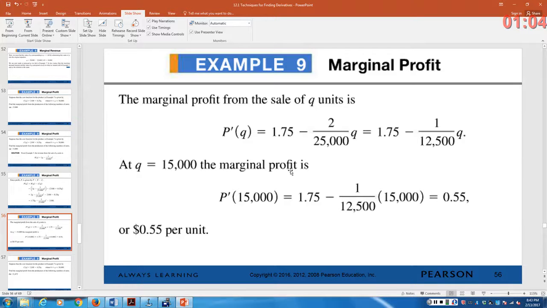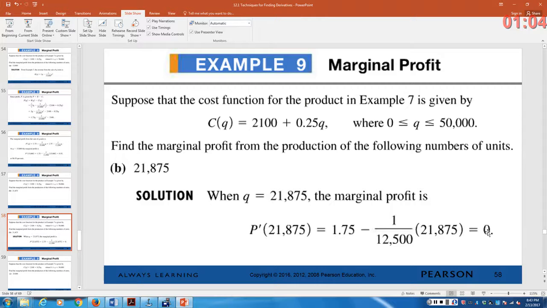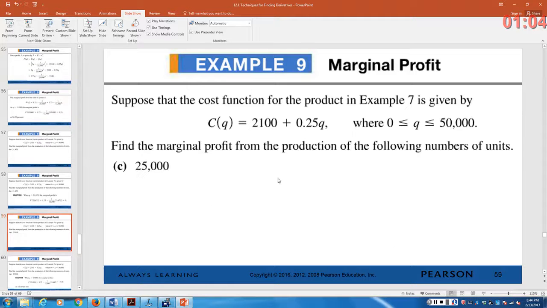And at 1,500, that's going to be 55 cents per unit. So your profit is increasing by 55 cents per unit when you make 15,000 units. And if you increase that to 21,875 units, your profit is increasing by nothing. It's gone flat. You're not losing money, but you've reached your maximum profit.